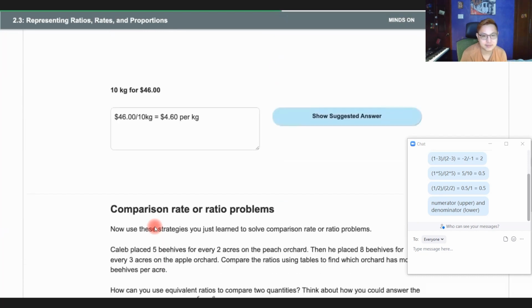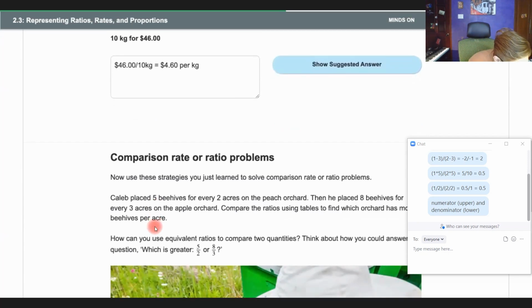Now, comparison rate or ratio problems. Use this strategy you just learned to solve a comparison rate or ratio problem. Caleb places 5 beehives for every 2 acres on the peach orchard. An acre is a plot of land, something like a huge area. Back then, when people bought land, they could buy a huge piece of land.